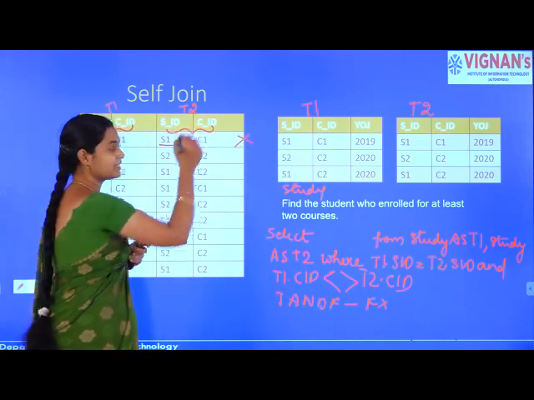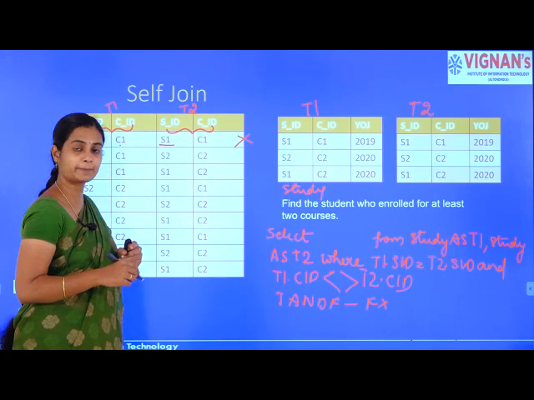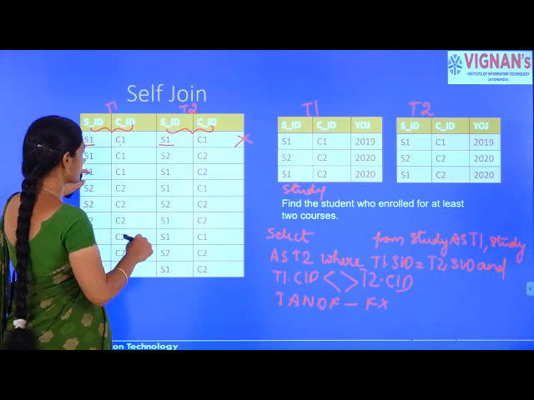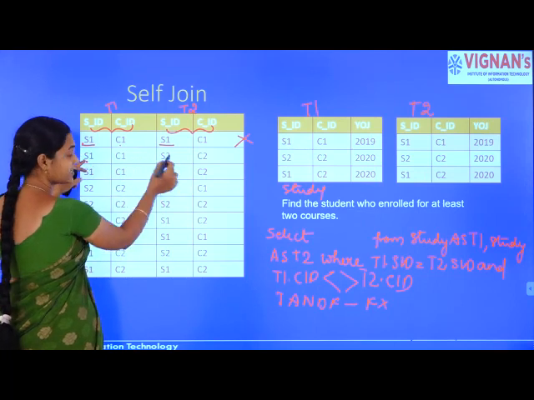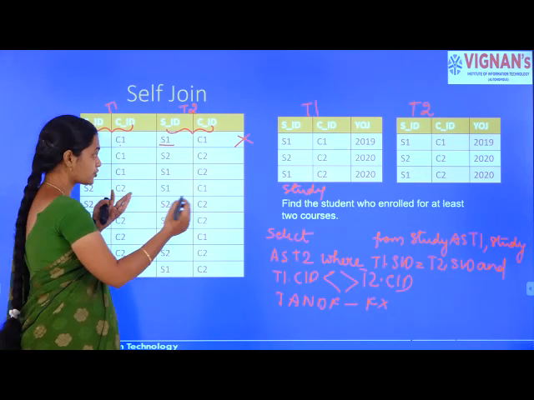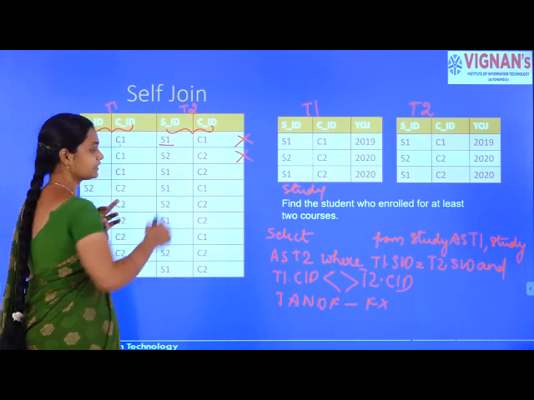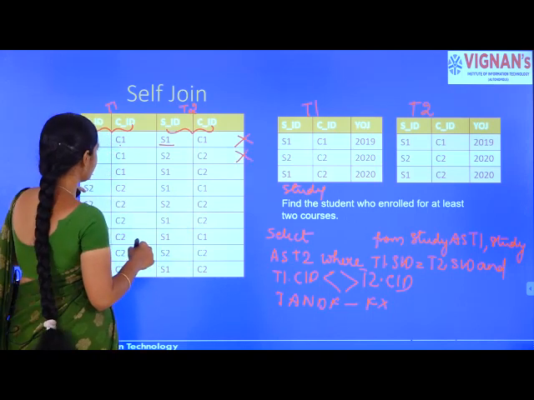So this tuple is not considered. So see here. Are the SIDs equal? SIDs are not equal. It is false. So you cannot consider this also. Okay. So now the next one.